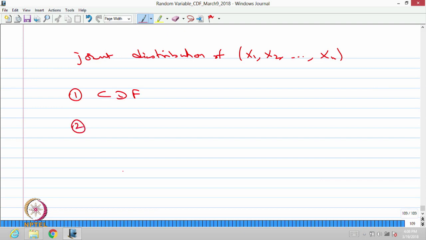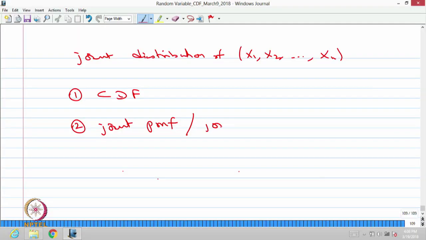If it is a discrete type random variable, one can discuss what is a joint probability mass function. If each random variable is of the continuous type, then one can study what is a joint probability density function of n-dimensional random variable. Initially we study all the random variables of the discrete type or all the random variables of the continuous type. Later we will see one random variable of the discrete type and the other one of the continuous type and so on. That we will do later.